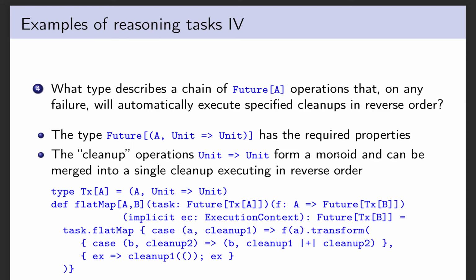And so I implement this flat map that appends the cleanups and executes the cleanup when there's a failure. And this type will guarantee that whatever chain of futures I make with this flat map, of course, not with the standard one, all the cleanups will be automatically run in the opposite order.